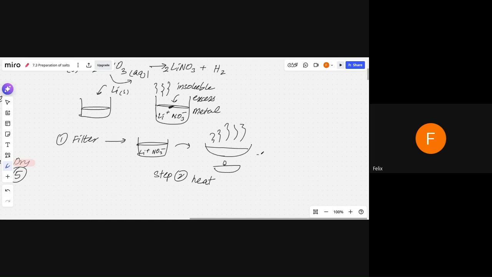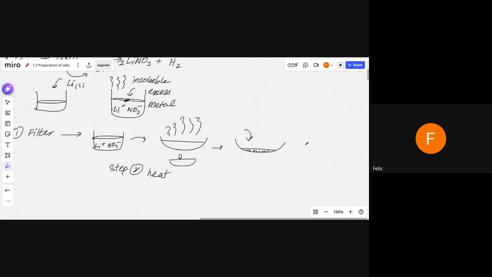And then when a very small amount of water remains in the evaporating dish, you allow it to cool down. As you allow it to cool down, the crystals will appear. So why do crystals appear at this point? Because the amount of water is too small to keep the salt in the soluble state, right?